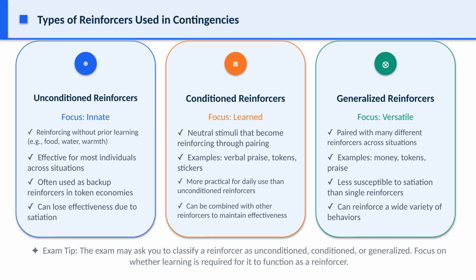Generalized conditioned reinforcers, like money or tokens, have been paired with many different reinforcers across multiple contexts, making them highly durable and less susceptible to satiation. On the exam, you might be asked to identify which type of reinforcer is being used in a given contingency or to recommend the most appropriate reinforcer for a specific behavior change program. Understanding these distinctions helps you select reinforcers that sustain behavior under both positive and negative reinforcement arrangements.